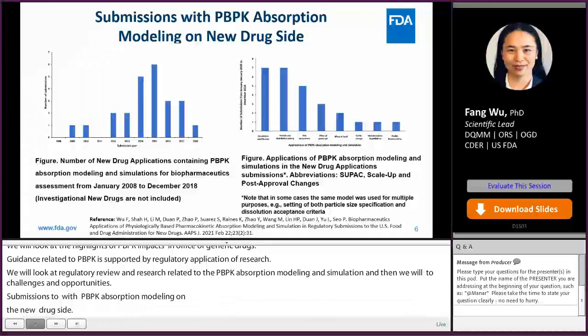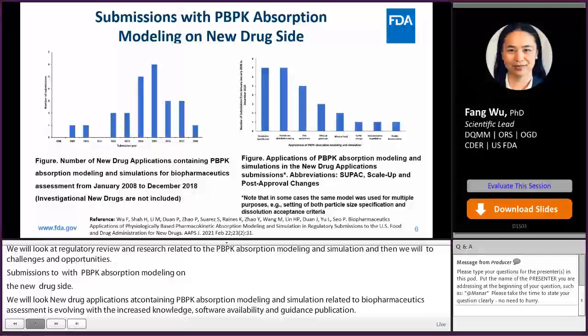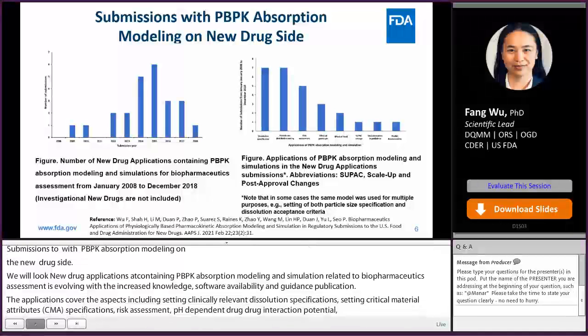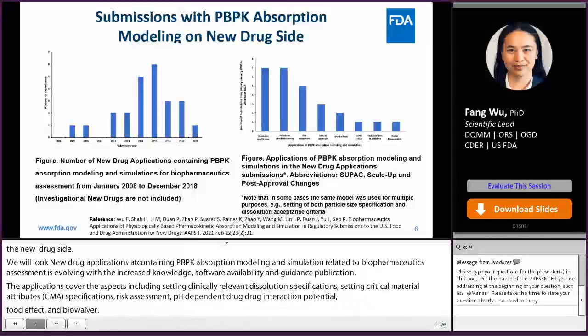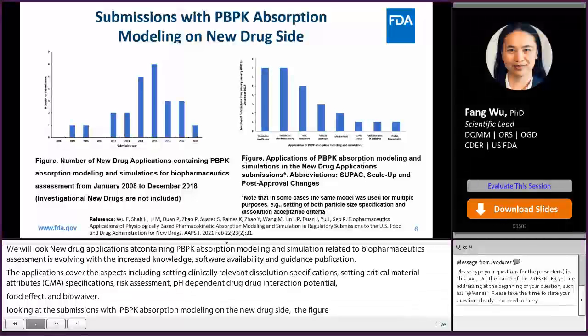From 2015 to 2018, it seems that there is a reduced number of NDA submissions, which could be due to the reason that some submissions with PBPK modeling were included in the IND, investigational new drugs, and the IND numbers were not included in the summary. The right figure shows that there were more applications containing PBPK absorption modeling in the area of setting dissolution specifications, setting particle size distribution specifications, and risk assessment.